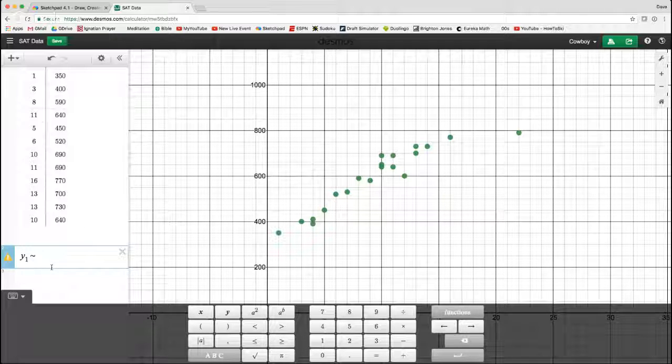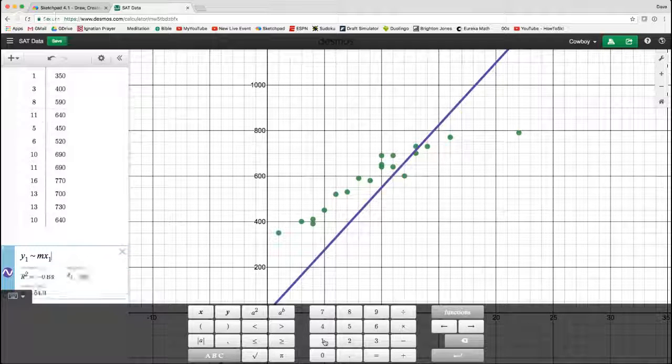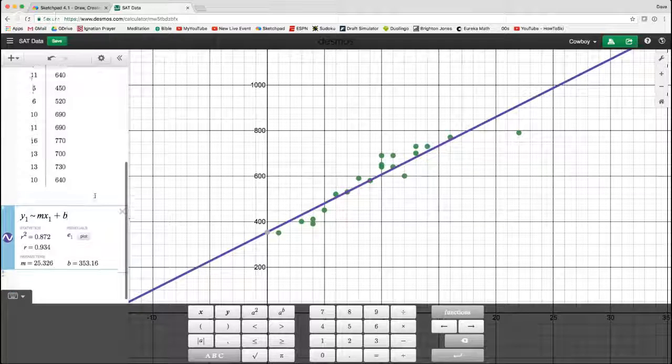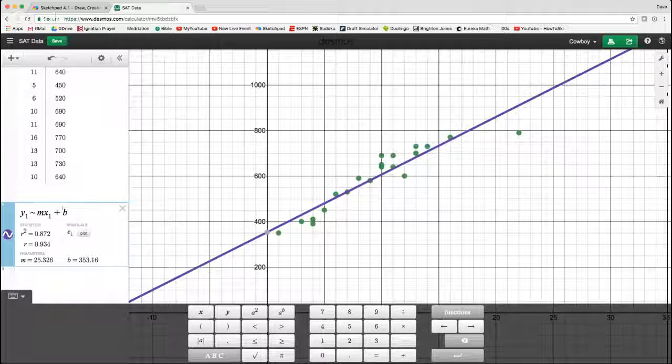And now we're going to say M, which is the thing I want to find. And then I'm going to say X1, because I want to find MX1 plus B. This is exactly what your formula should look like. And notice it drew you a pretty good best fit line. So that's how you find your best fit line. You can use this tool, Desmos, to do that.